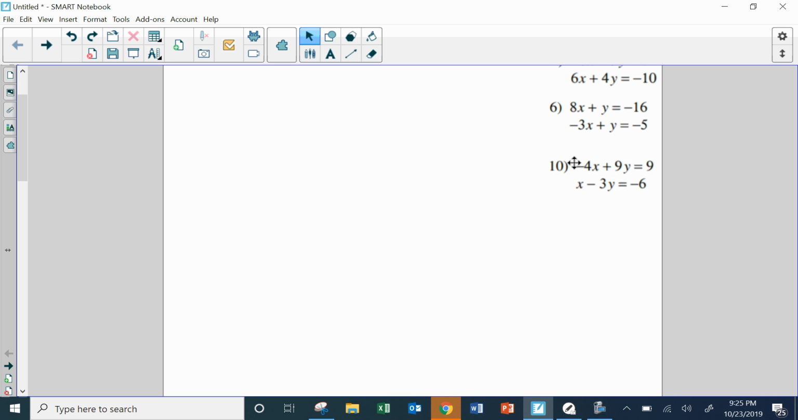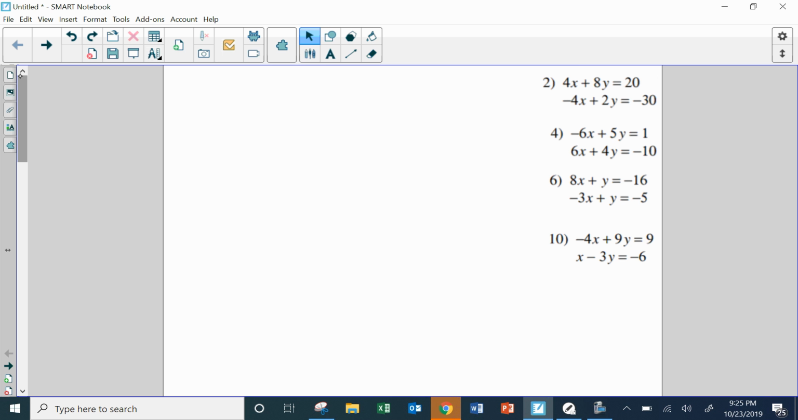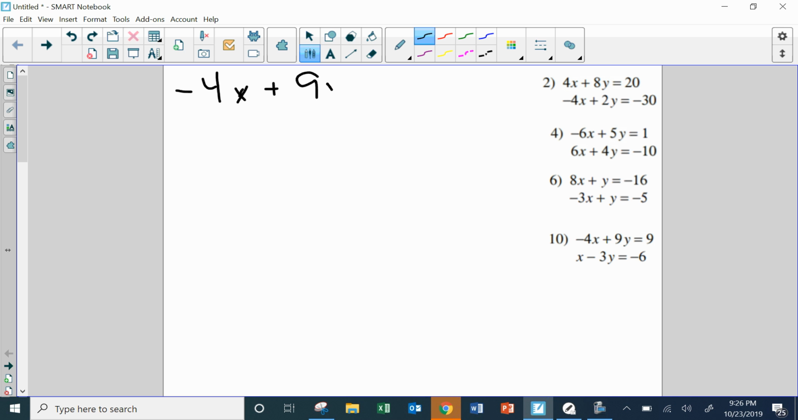All right, so my equation that I'm going to start with is this number 10 here. I'm going to say negative 4x plus 9y equals 9. Then I have x subtract 3y equals negative 6. All right, so again, if I add these vertically, nothing cancels out. I would get negative 3x as my first column. I would get positive 6y as my second column, and then I'd get positive 3 as my third column.